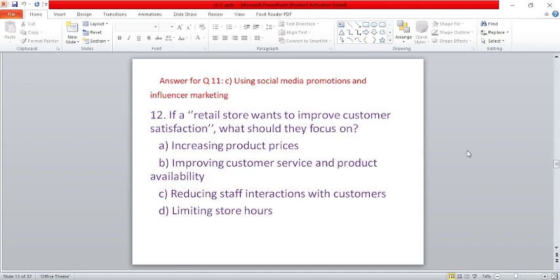Question number 12. If a retail store wanted to improve customer satisfaction, what should they focus on? A. Increasing product prices. B. Improve customer service and product availability. C. Reducing staff interaction with customers. D. Limiting store hours. The answer for question number 12 is B. Improve customer service and product availability.